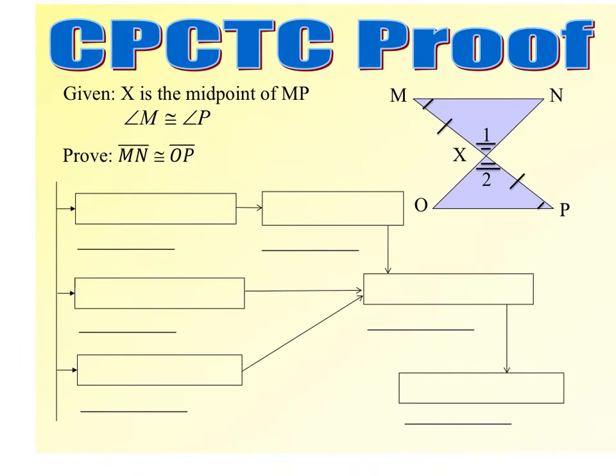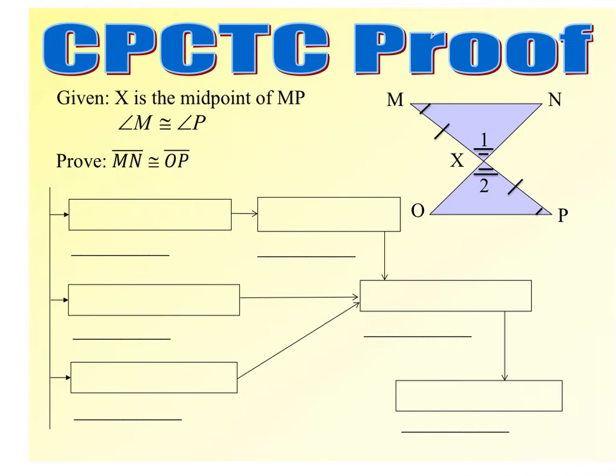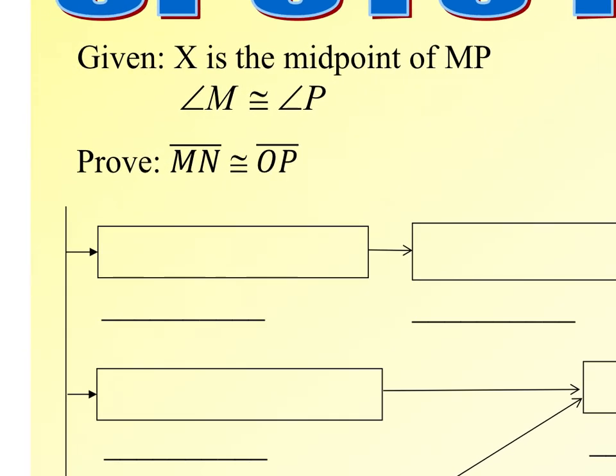Now let's move on to our next proof. I'd like you to pause the video and try this on your own first before you check with me. So X is the midpoint of MP. So that means that MX is going to be congruent to XP. They have labeled that for me. So we're going to start with that. Let's start with the given. X is the midpoint of MP.